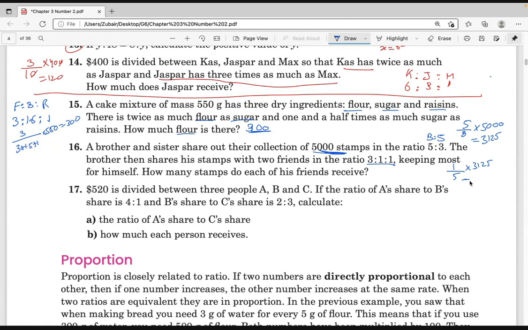So he's getting 625. Clear? Okay, sir. I can tell why we choose one out of five, because he said how many stamps do each of his friends receive? Oh, each. They're getting 1 out of 5, because he kept most for himself. So basically he's getting that third ratio. Still doubt, Harris? No, sir. I understand.